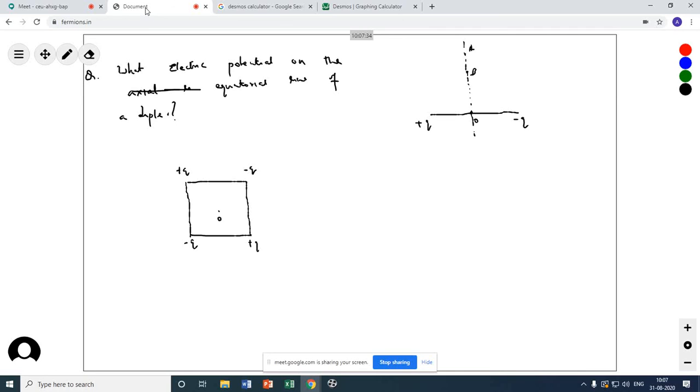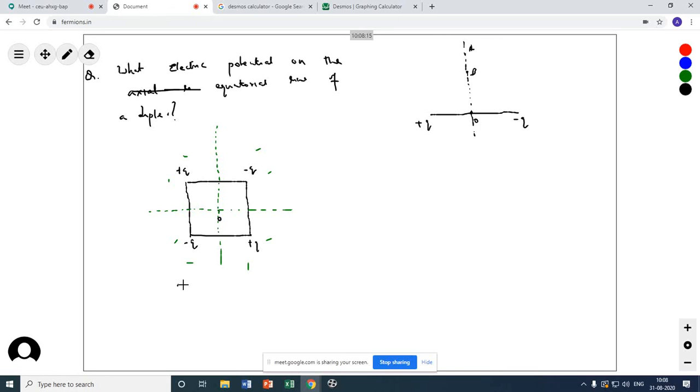Because it's in the center, which is 90 degrees. This is the answer. If you draw two lines, look closely. How many pairs of dipoles can you see? This is one dipole, this is one dipole, this is one dipole, this is one dipole, right? So if I draw two axes, the point O lies on the equatorial line of the dipoles, right or not? Correct? The point O lies on the equatorial line of the dipole, hence it would be 0.